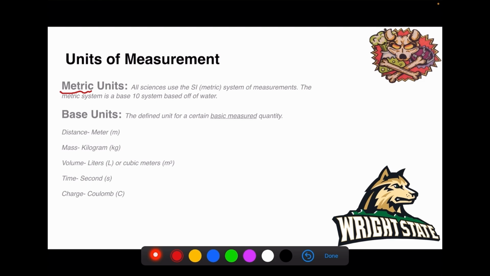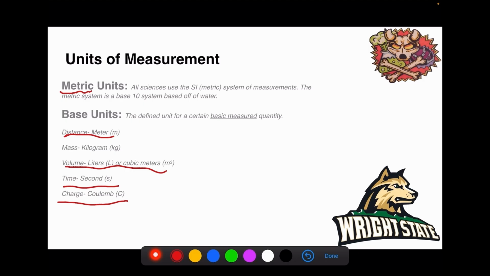So our base units that we're going to use here in physics are the meter, the liter, the second, and for charge, the coulomb. Often we'll see volume in cubic meters as well, instead of in liters. You could use either depending on the constants or the values you're given.